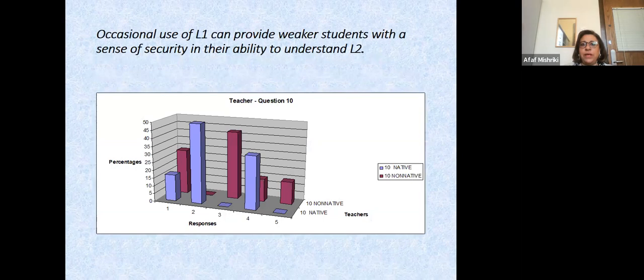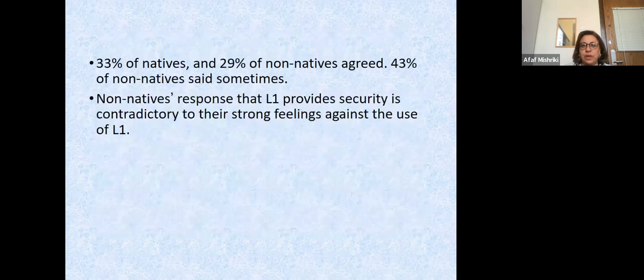Occasional use of L1 can provide weaker students with a sense of security in their ability to understand L2. Non-native speakers' response that L1 provides security is actually contradictory to their strong feelings against the use of L1. Remember the very first question I showed? They were against using L1 altogether, but now they feel that it does provide security to those students who are not very proficient in L2.